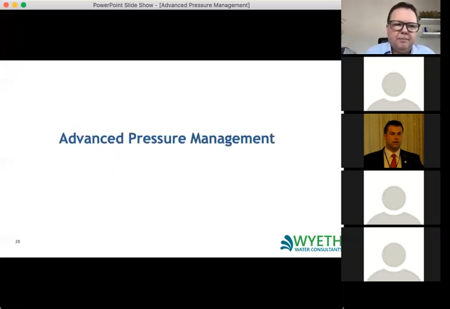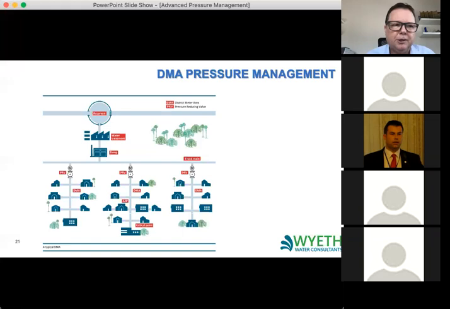So let's move on to advanced pressure management. And I'm going to concentrate, as I said, more on pressure reducing valves, because they're probably the most common way that we look to control pressures, especially in our DMAs. So if you look at this drawing, you can see that we've got the treatment plant, which is pumping into a trunk main. And then we have 3 DMAs or zones underneath.